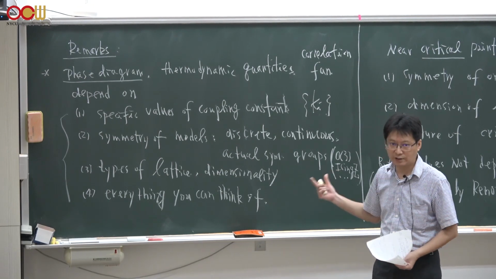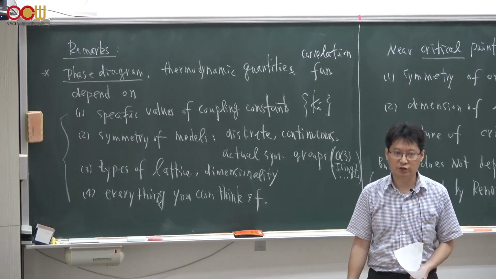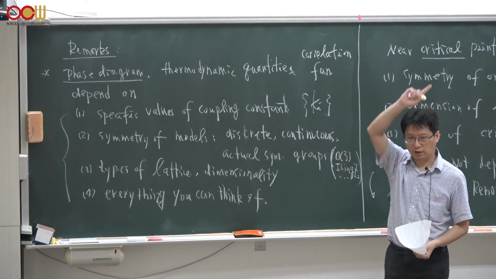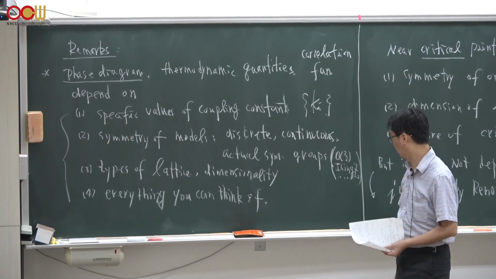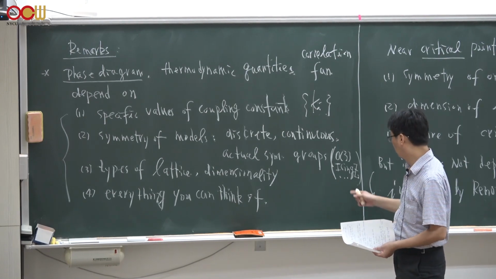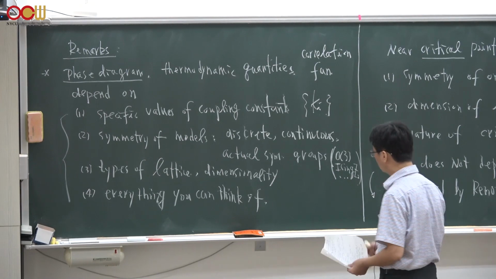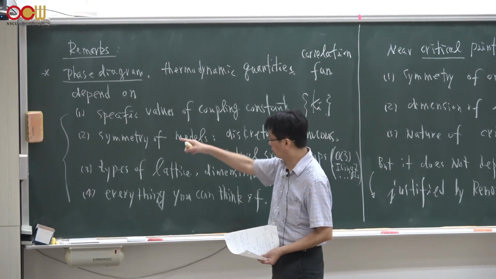And what is the actual symmetry group that the system has? For example, is it the O(3) rotationally invariant model with O(3) symmetry, or is it a Z2 or Ising-like symmetry? The symmetry group actually plays a crucial role.